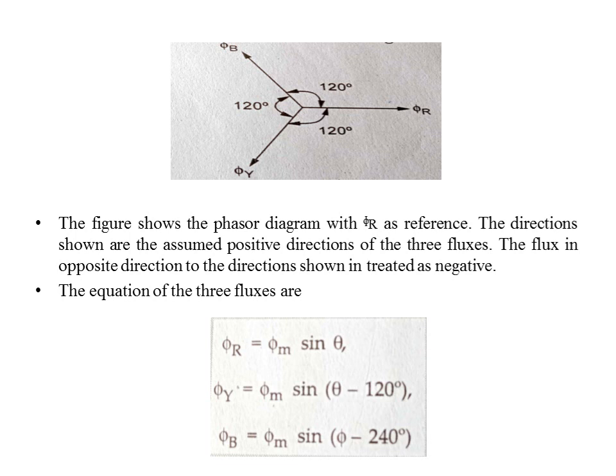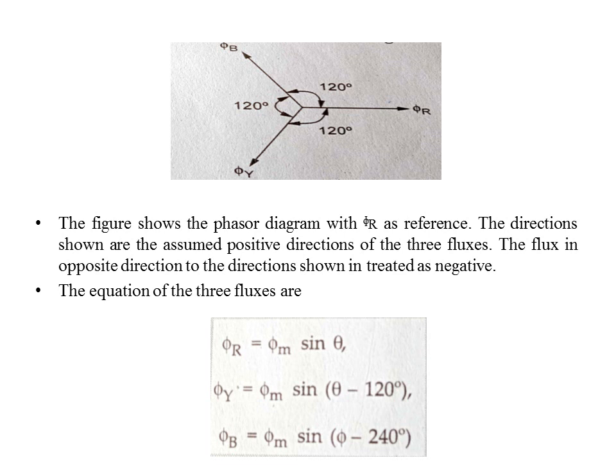So already we have studied in the three-phase AC circuit that ER, EY, EB are placed 120 degrees apart. Here the fluxes phi R, phi Y, phi B are also placed 120 degrees apart. So phi R leads phi Y, which leads phi B, by 120 degrees.